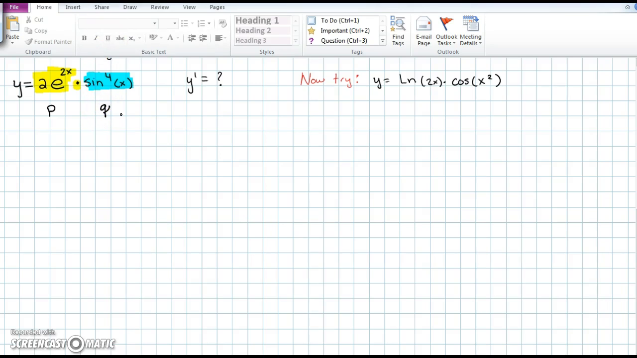And another thing I'll notice is I'm going to rewrite Q in the way that is really what it is, which is sine of x all to the fourth. It's easier to see now that the inner function is sine of x. So now I know that I'm going to need two inner derivatives. When I go thinking about p prime, I'm going to have to recognize that there is an inner function.